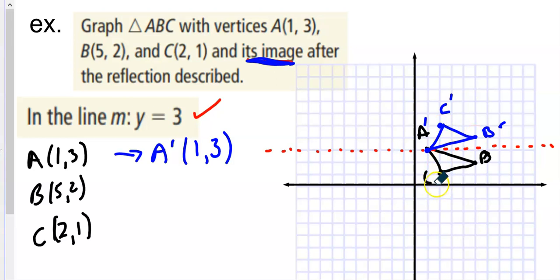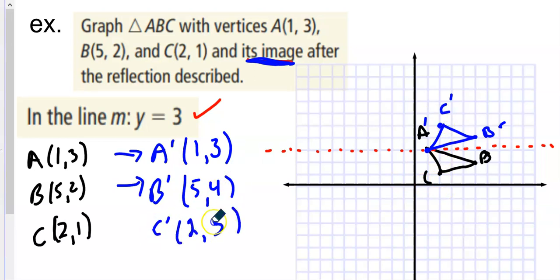So now I'm simply going to count, right? So B is going to be 5, 4, or I should say B prime. And then C prime will be 2, 5.